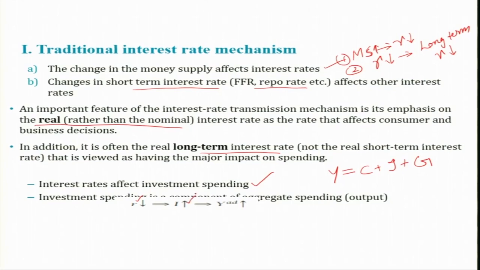Then this will lead to an increase in investment spending. The reason is that a decline in the rate of interest means the cost of borrowing for firms decreases, so the cost of production decreases. That means they will increase their investments in capital goods, set up new factories, buy new machines, and hire more laborers.